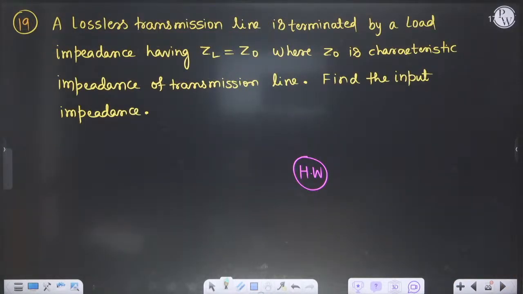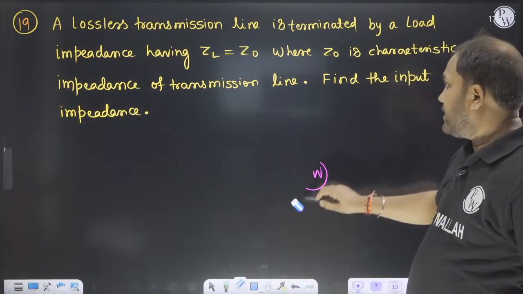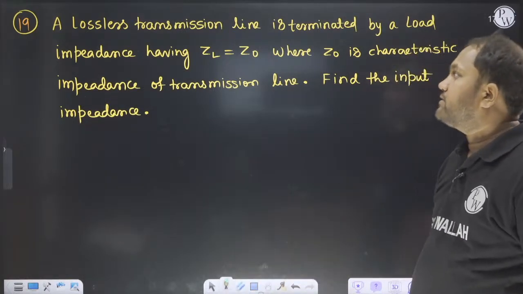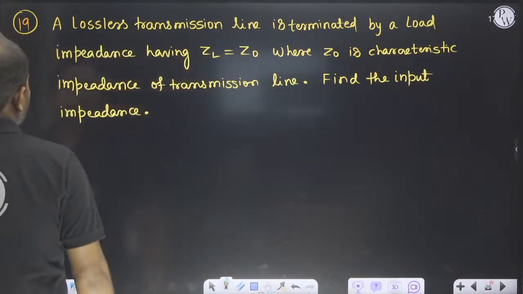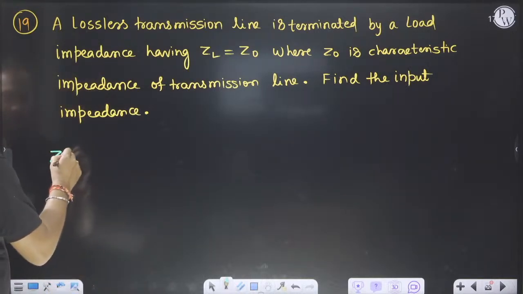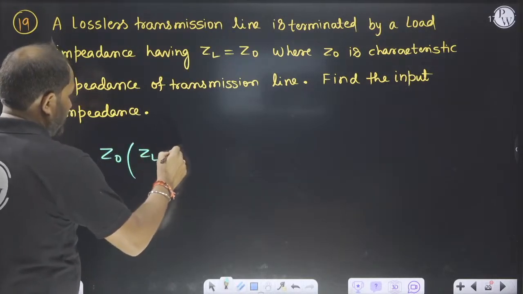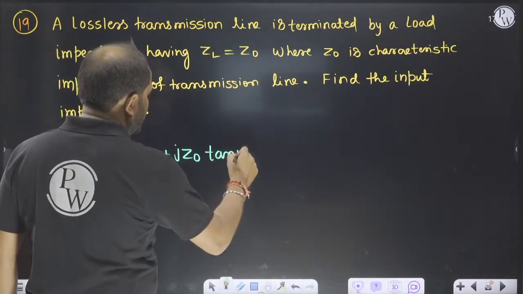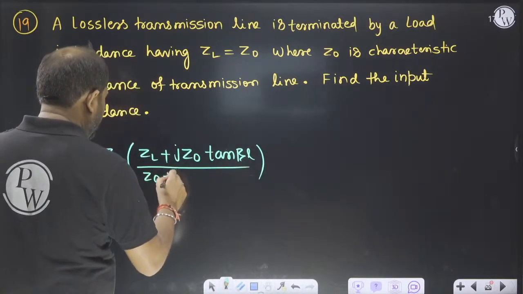This is the next question. What have they asked? They have asked about a transmission line. Characteristic impedance is given. They are asking for the input impedance. So ZL is equal to Z naught. It is given. Just now we have calculated. If ZL is equal to Z naught, what will happen? The transmission line has the same characteristic impedance and input impedance.